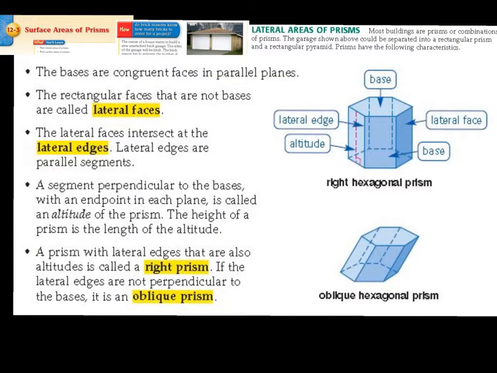A prism with lateral edges that are also altitudes is called a right prism. If a lateral edge is not perpendicular to the bases, then it is an oblique prism.